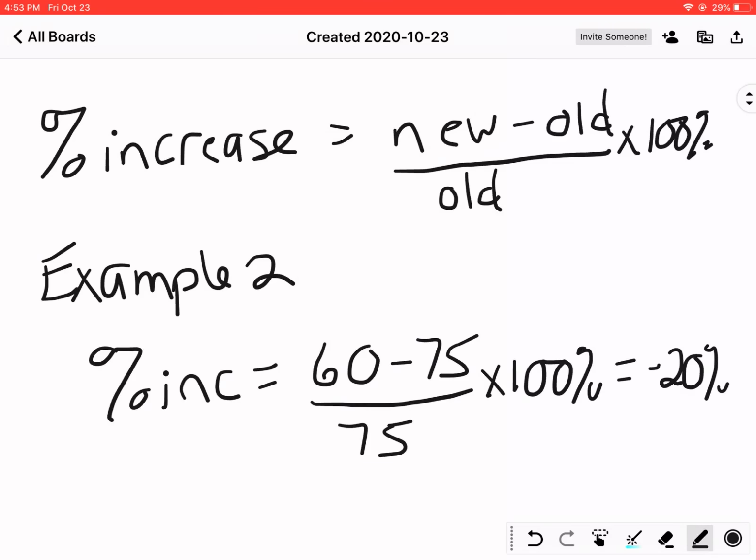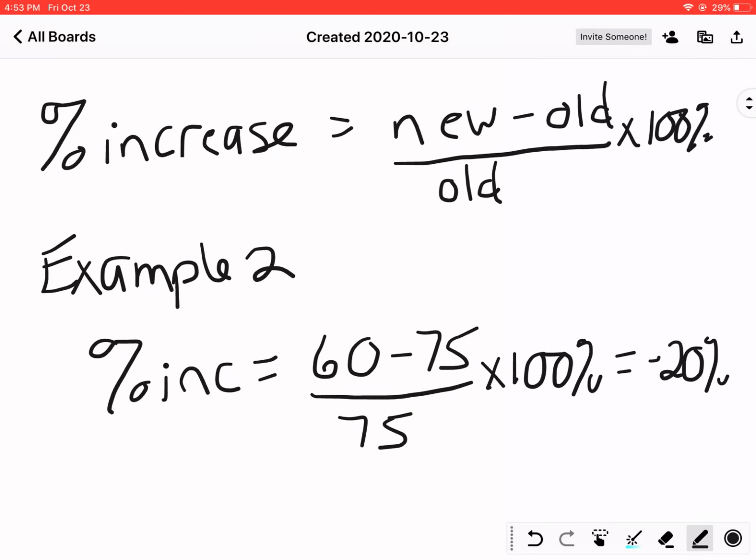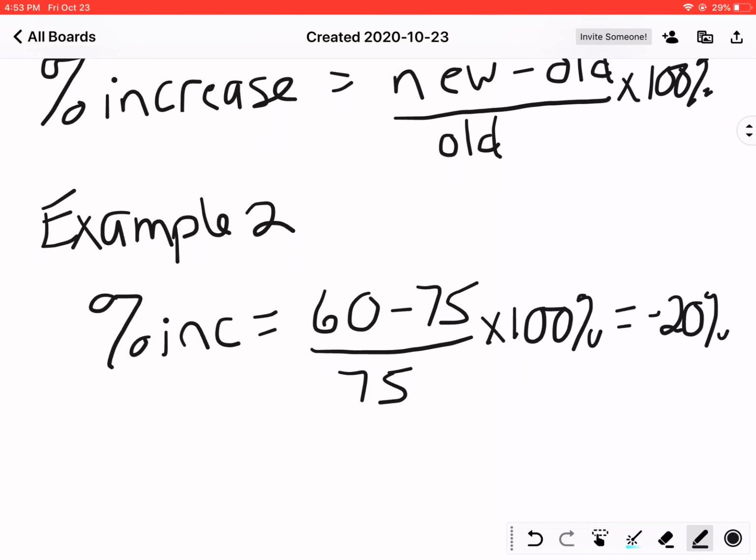If you want to do 60 minus 75 and get negative 15 over 75, you can do that, but you can do this all in one step if you like. So therefore, this is a decrease, because it's negative, of 20%. Notice example 1 was an increase of the same amount. It went from 60 to 75, which is 15, but the original was 60, so 15 out of 60 made that percent increase 25%, but going from 75 down to 60, that same 15, because it's compared to 75, is actually only 20%.